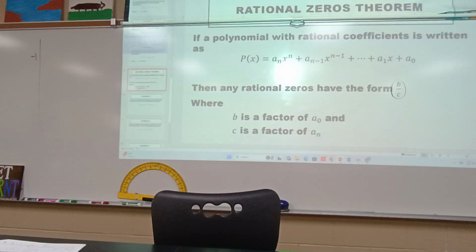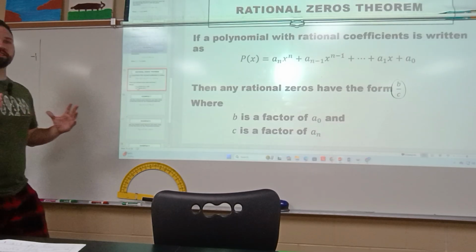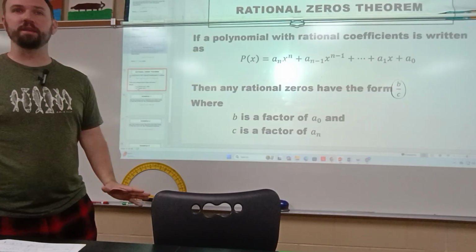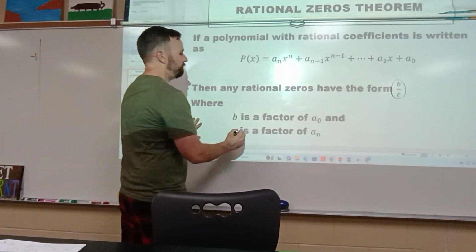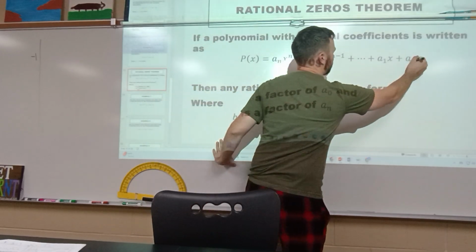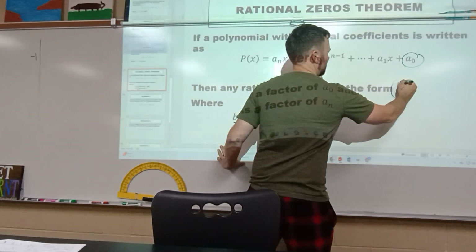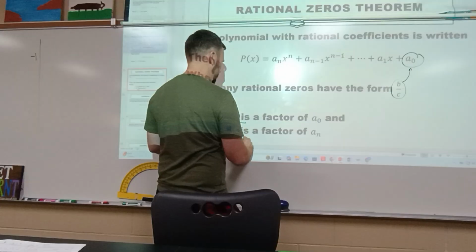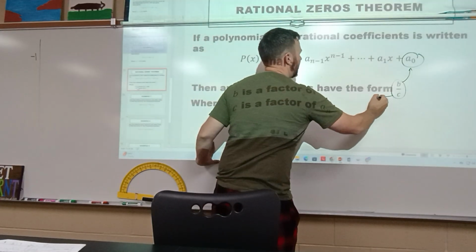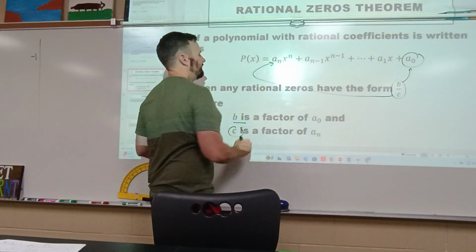Now, this is why I really dislike the letters they use with B over C. When you see B over C, you're thinking a quadratic, right? And you're thinking of B and C. That's not at all what they mean. B is a factor of your last term, and C is a factor of your first.